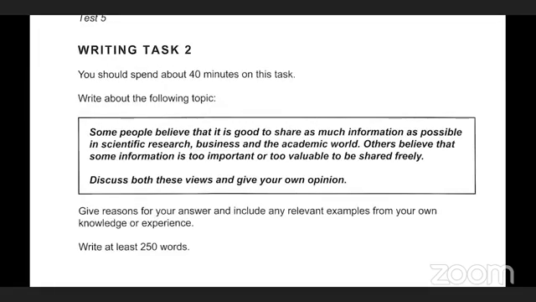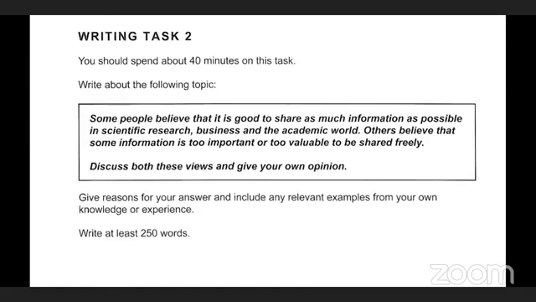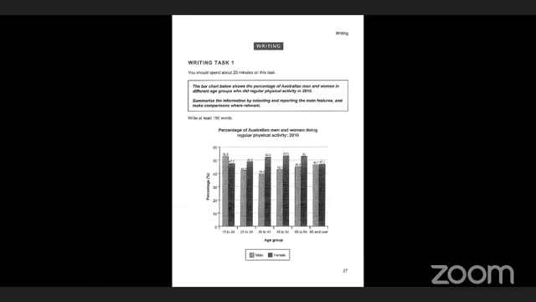If you have the Cambridge books, you can try to write task 1 and task 2. Or if you are not good at basic English knowledge, I suggest you try yourself to gather basic English.